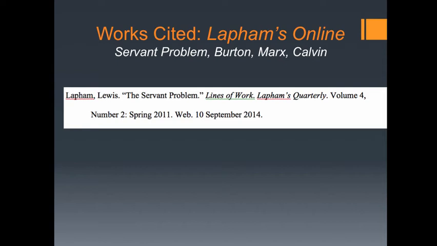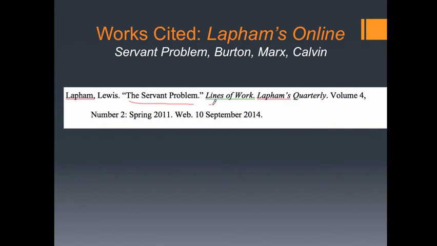Another type of text that we used in this paper were texts taken from the online version of Lapham's Quarterly. And here is how you would want to cite that. The key difference here is that this is a website, but it's a website of a specific journal that was published on a particular date. So this would be the name of the article. That happens to be the servant problem, but it could be the Burton piece, the Marx piece, or the Calvin piece.